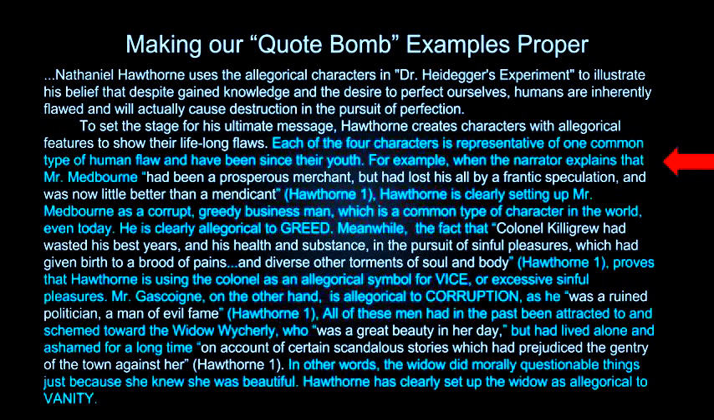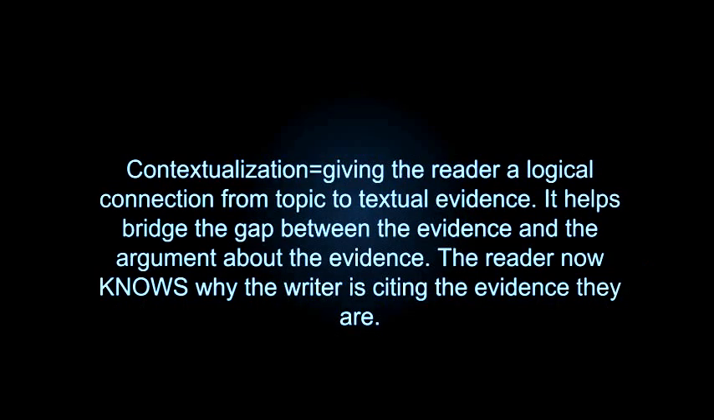Here's a rundown of why I made the changes I made. The first change was simply to contextualize from the topic into the first piece of evidence. As you can see, the reader can now follow my logic as I set up each character as allegorical in order to make each piece of textual evidence valid. Then I worked my way into Mr. Medbourne, who is described first. This is a great example of contextualization, something you should do every time you cite something.